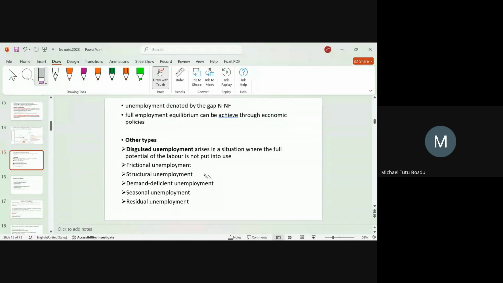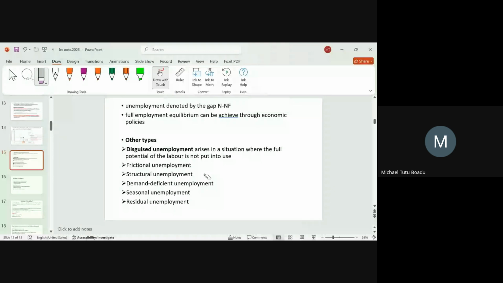Demand deficient unemployment occurs because there's low demand for goods and services in the economy. If the biggest sector that is employing is, let's say, manufacturing, and what the people are manufacturing, people are not buying, demand is low, then it means that they cannot keep employing and they cannot keep the existing workers. They must lay off. Seasonal, as you know, some employment is very seasonal in nature. Once the season is over, unemployment must occur.